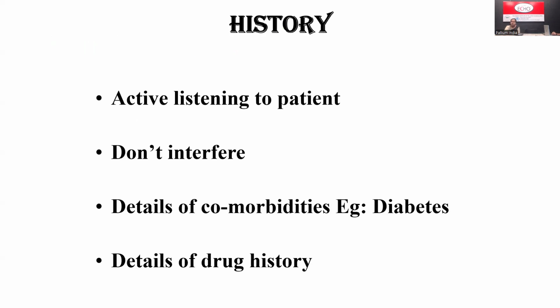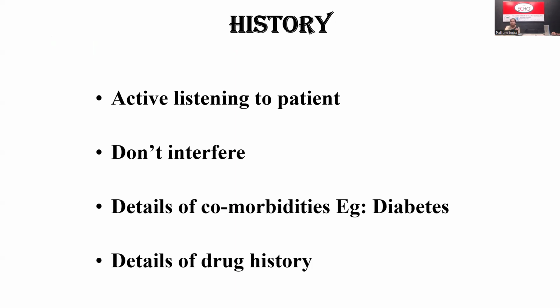And history taking. I have already mentioned this. We should actively listen to the patient, don't interfere, and ask details of comorbidities like diabetes, hypertension, age of the patient, any allergic history, details of the drug history, everything we have to ask. Any gastritis or peptic ulcer, since we are giving these analgesics. So we should know all these things.